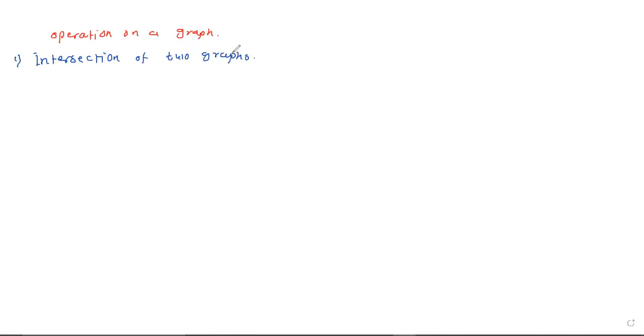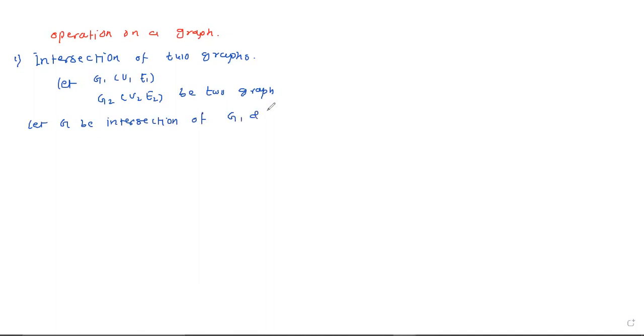Okay. So suppose we have two graphs. Suppose let G1, V1, E1 is the first graph, and G2, V2, E2 is the second graph. So how to find intersection? Okay. So let G be intersection of G1 and G2, intersection of G1 and G2.